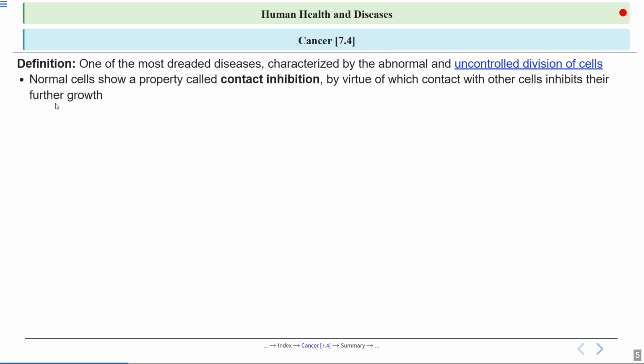Now, the key feature of healthy normal cells is that they will stop dividing and growing when they touch each other. And this process is known as contact inhibition. But these cells lose the property of contact inhibition and they keep on dividing.